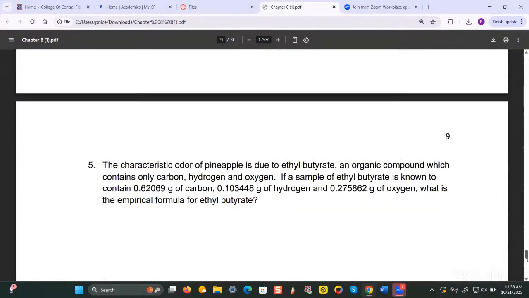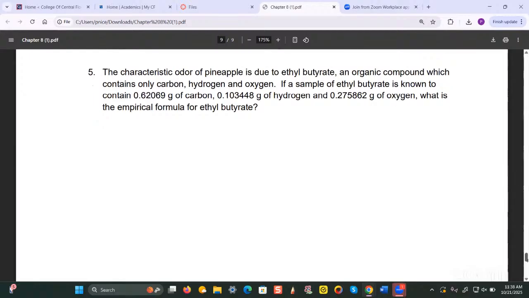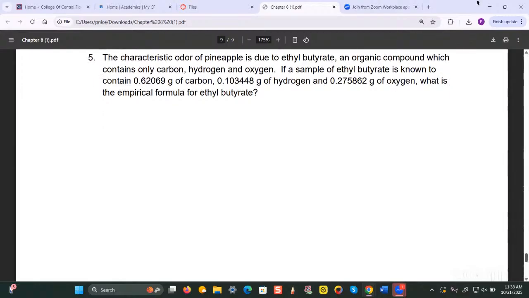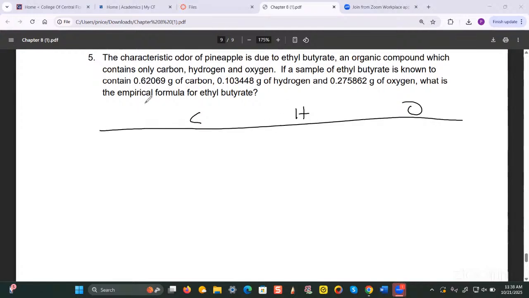In fact, you know what? Let me do number 5 for you guys. Okay, so it's the same approach. Let me start off with, again, it's carbon, hydrogen, and oxygen. All right. So again, in this case, they gave us the masses.